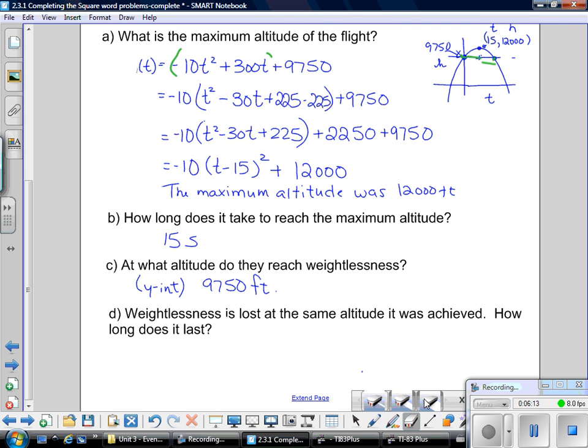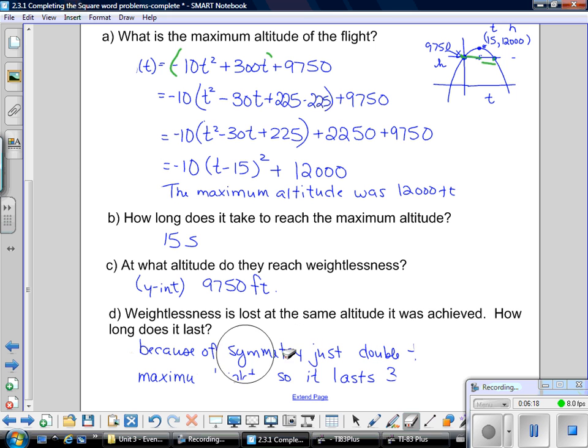So for our answer, we're going to put, because of symmetry, just double the 15 seconds to reach maximum height. So it lasts 30 seconds. Now, if they said that it reached it down here, we couldn't do that because we didn't know what the x-intercept was at time as a negative number.